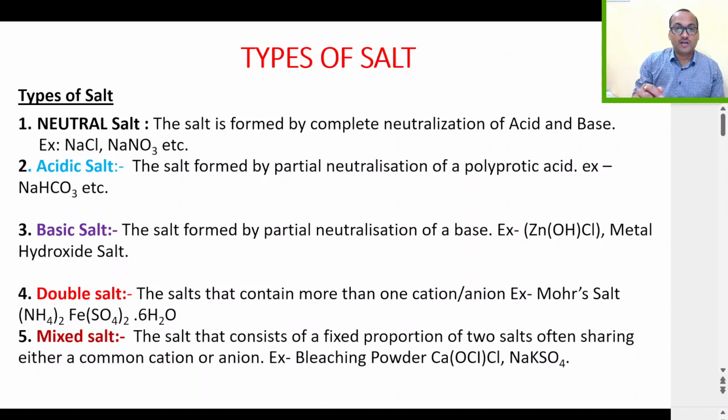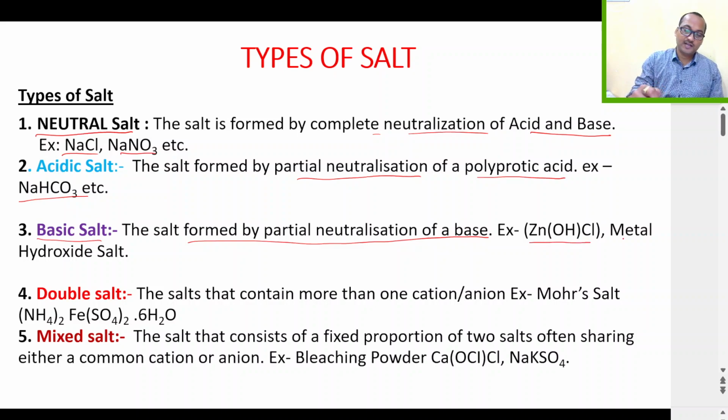So let's talk about what are different types of salt. So first is neutral salt: the salt formed by complete neutralization of acid and base. Examples are NaCl and sodium nitrate. Similarly, acidic salt: the salt formed by partial neutralization of a polyprotic acid. Example is sodium bicarbonate. Similarly, basic salt: the salt formed by partial neutralization of a base. Example is Zn(OH)Cl, or a metal hydroxide salt.